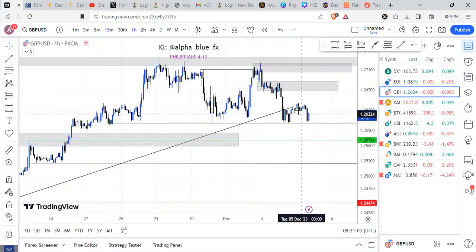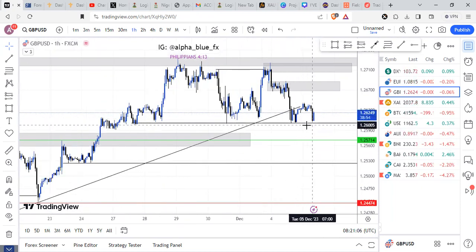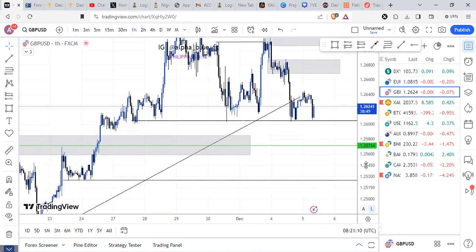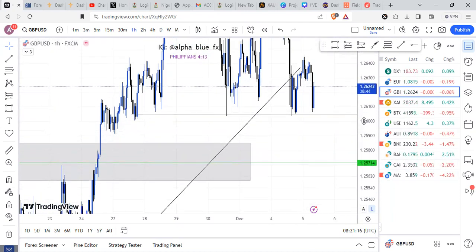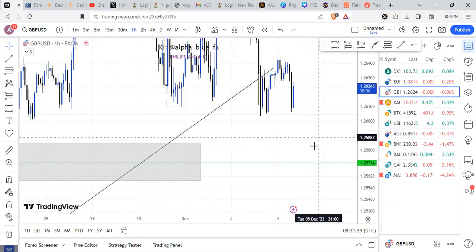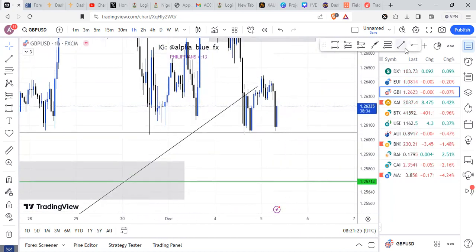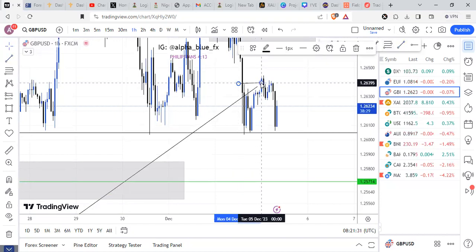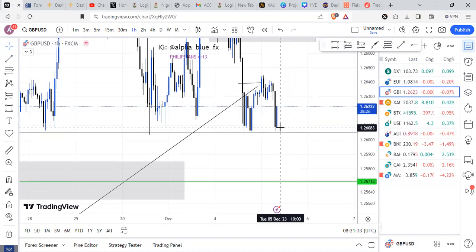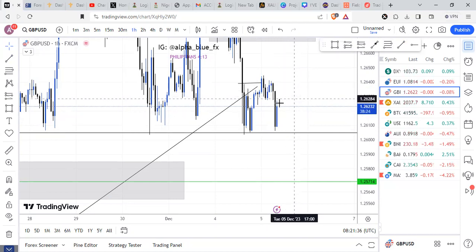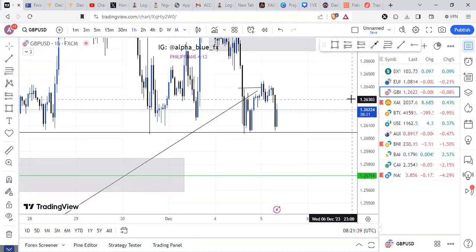So let me see what will happen from here. Well, this looks good though. It looks like a break and retest of the trend line. And then we got a sweep here. We got this liquidity taking here. Now it has sold. Anyways, let's see how it goes on GBP USD.